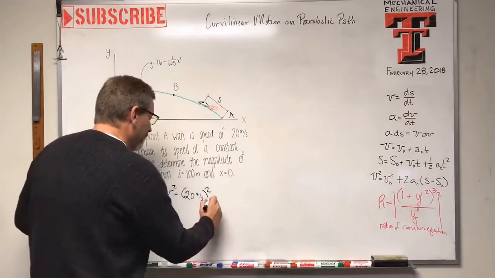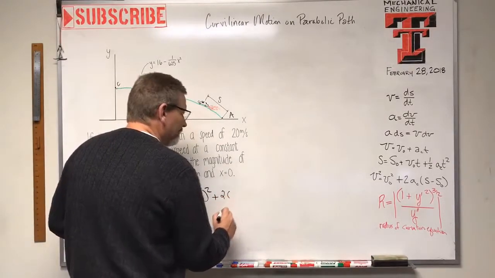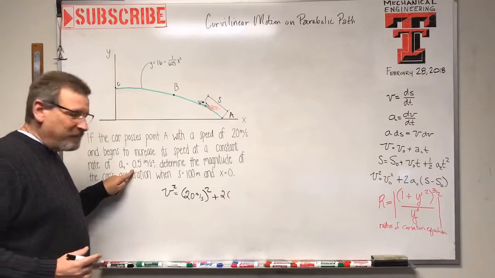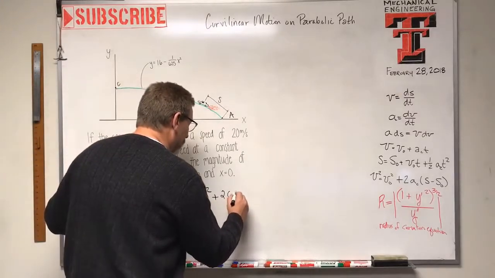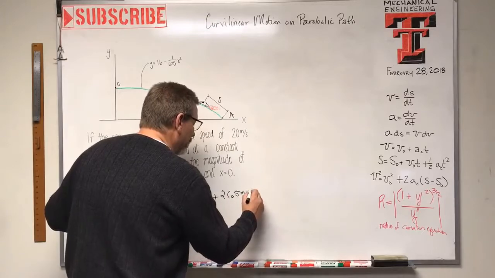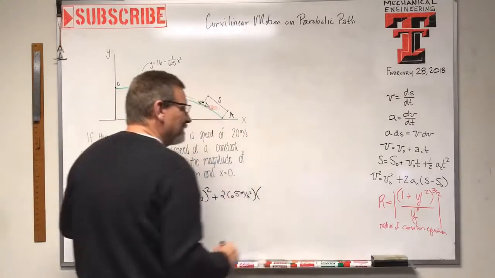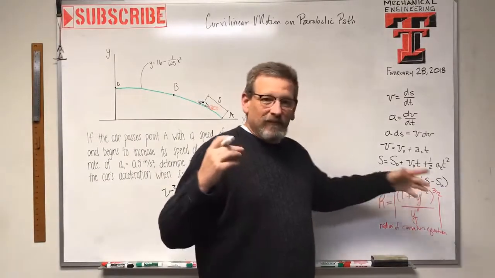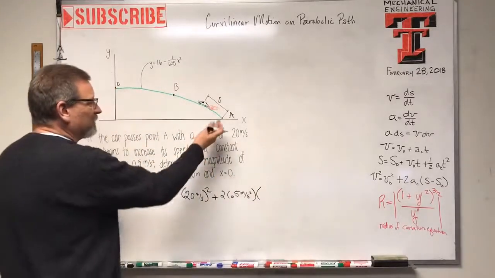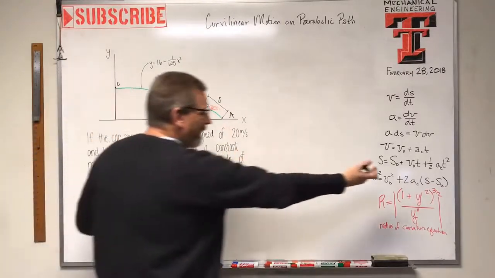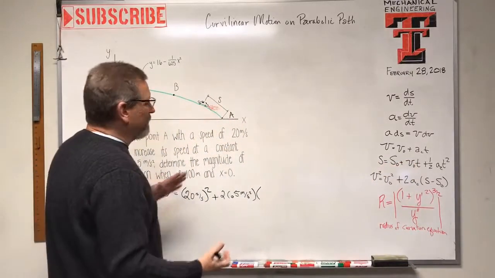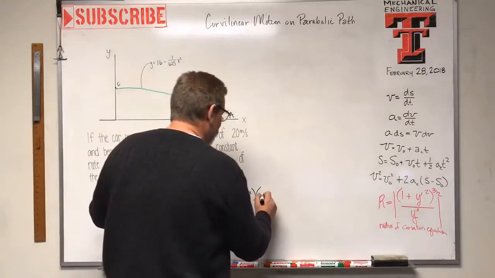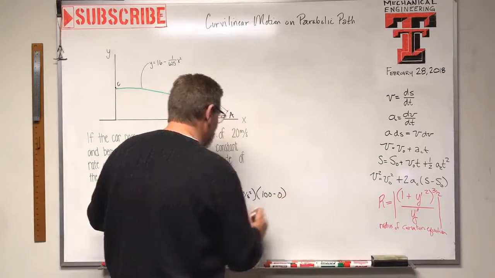Plus 2 times the acceleration. The acceleration is constant, and the acceleration is 0.5 meters per second squared. So let's put that right there. And then we've got, what was s? Do you remember? s is speed? No, no. It's just position. The original position, let's call it 0, so s naught would be 0. And s would be our final position, and they tell us that the final position is 100 meters. So this whole thing is going to be 100 minus 0.